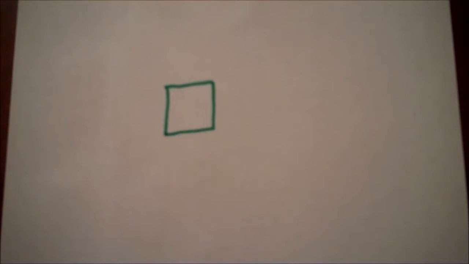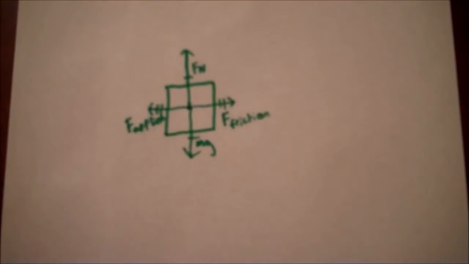Let's make a free body diagram of this situation. Here we have the AP Physics book. First we have the downwards force of the mass of the book times gravity, and we also have an equal and opposite normal force. Next we have the applied force from my finger and the resulting static friction force that is equal and opposite.